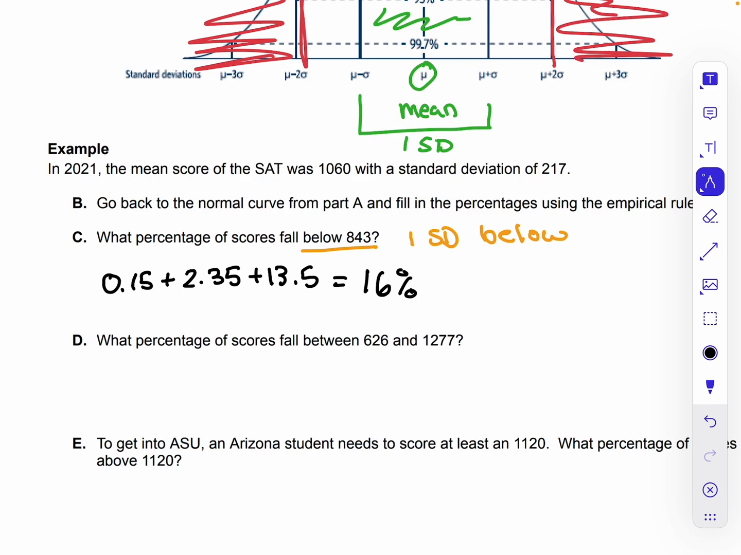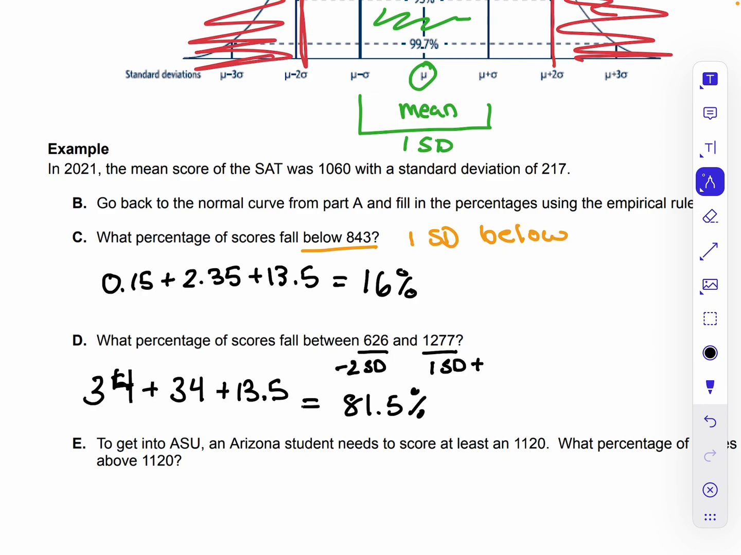Similarly, looking at this next one, if I wanted to know what percentage of scores fell between 626 and 1277, remember 626 was 2 standard deviations below the mean, and 1277 was 1 standard deviation above the mean. Well, 1 standard deviation above the mean, between the mean and that, was 34%. 2 standard deviations below would be that 34% plus the 13.5. And if I add all these together, I would get 81.5% of my data fell between those 2 points.